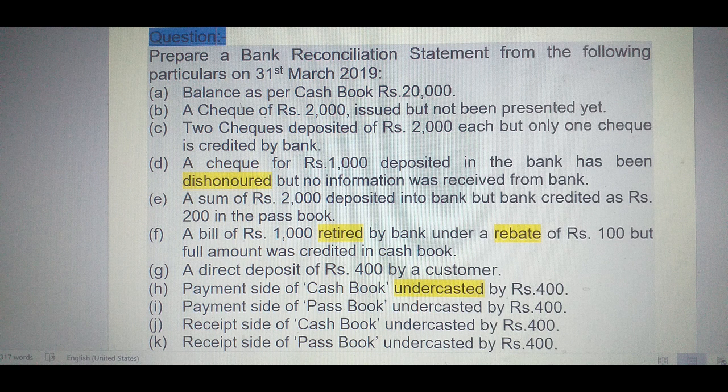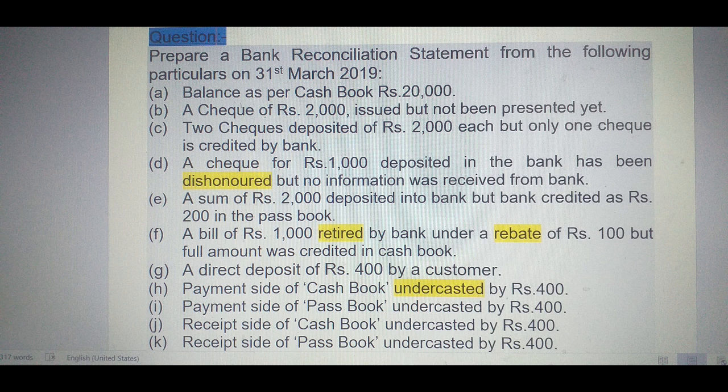F. A bill of rupees 1,000 retired by bank under a rebate of rupees 100. Retired means paid. Rebate means to give discount to somebody, but full amount was credited in cash book. G. A direct deposit of 400 rupees by a customer. H. Payment side of cash book undercasted by 400 rupees. Undercasted means something which is written less.